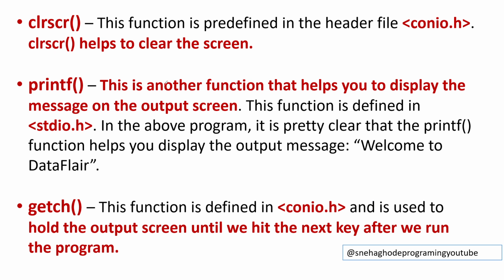Then next, CLRSCR. Okay, so why are we using CLRSCR? CLRSCR is nothing but clear screen. This function is predefined in the header file conio.h. conio.h means console input output, meaning what we have to show on the console. Console means our output screen.